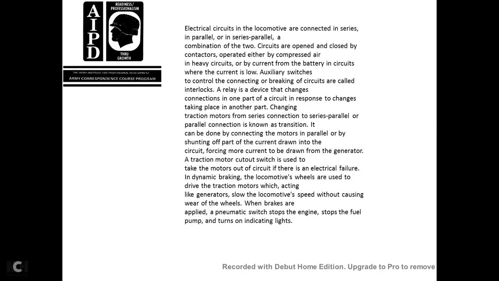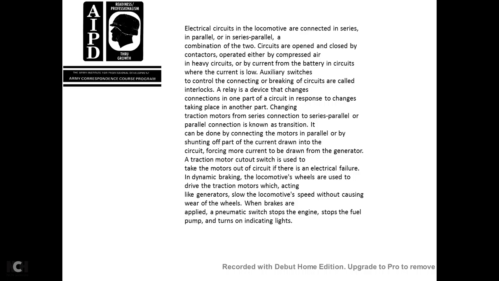Electrical circuits in the locomotive are connected in series, in parallel, or in a series-parallel combination of the two. The circuits are opened and closed by contactors operated with compressed air for heavy current circuits, and by the battery for low-current circuits. The auxiliary switches that control the connecting and breaking of circuits are called interlocks. A relay is a device that changes the connection in one part of the circuit in response to a change that takes place in another part.